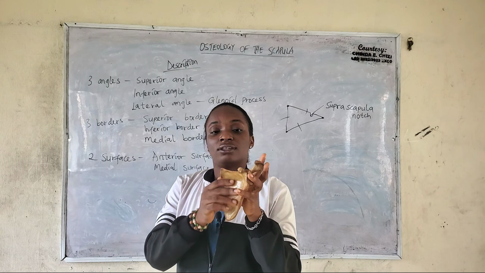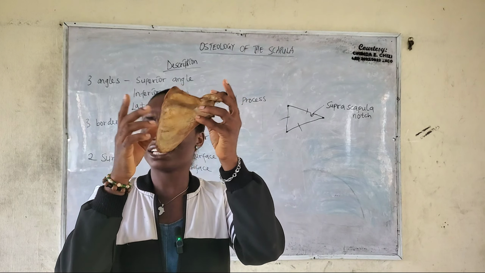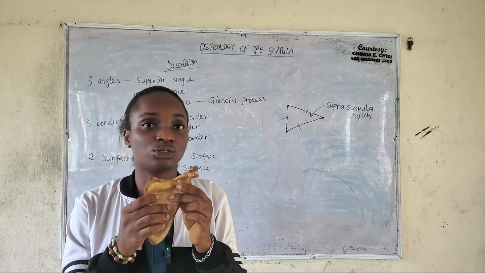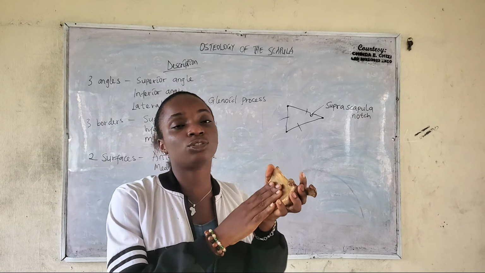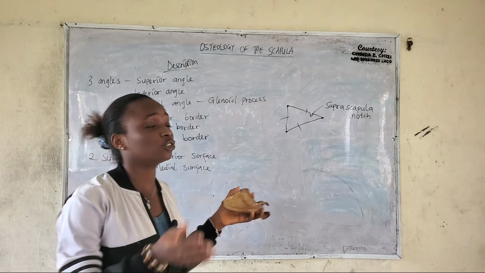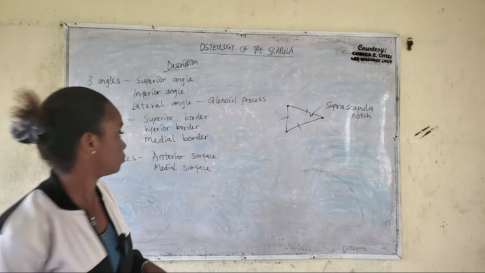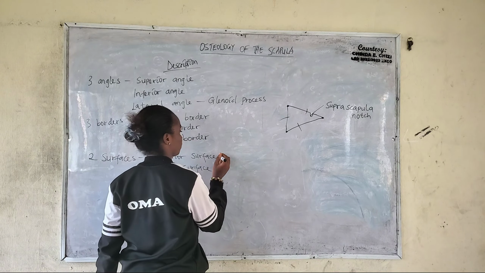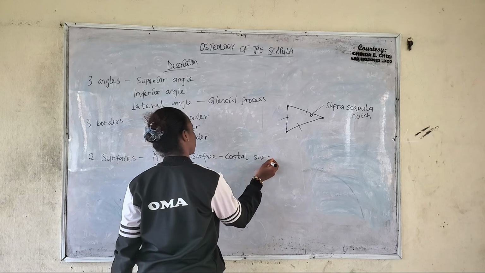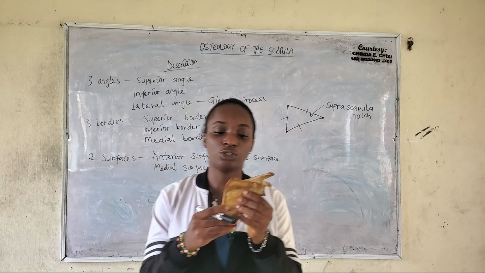Now, the surface of the scapula is very thin. You can literally see through it. It is thin and translucent. Now let's talk about the anterior surface. This anterior surface is also called the costal surface. Let me write it down. Very good. The anterior surface is also called the costal surface.